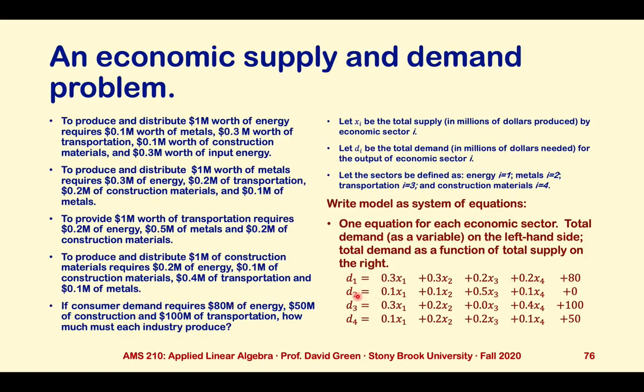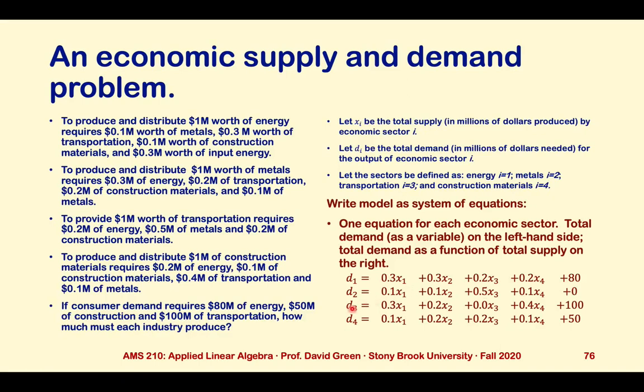For metals, there's a demand of 0.1 to produce energy, there's a demand of 0.1 of metals. To produce metals, there's a demand of 0.1 of metals. To produce transportation, there's a demand of 0.5 of metals. To produce construction, there's a demand of 0.1 of metals, and there's no consumer demand.